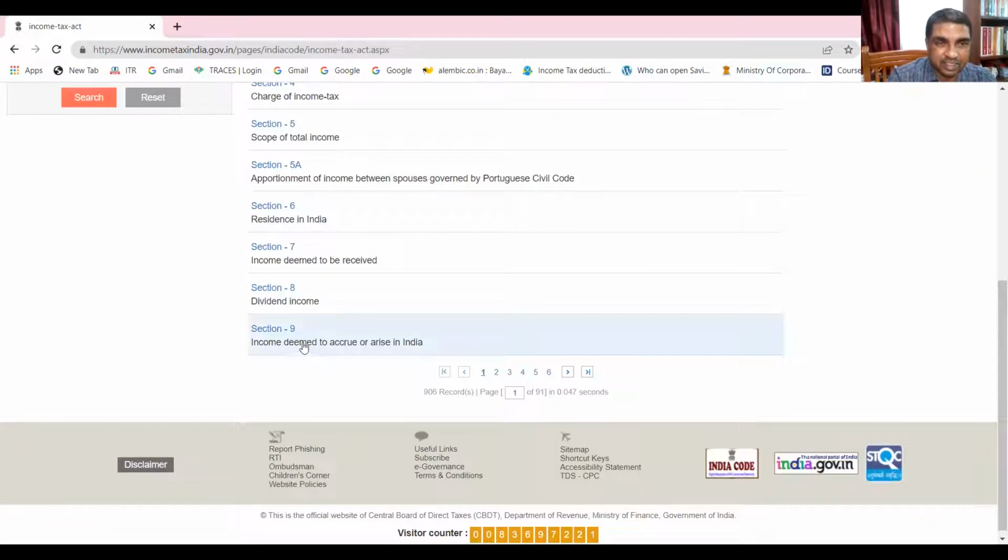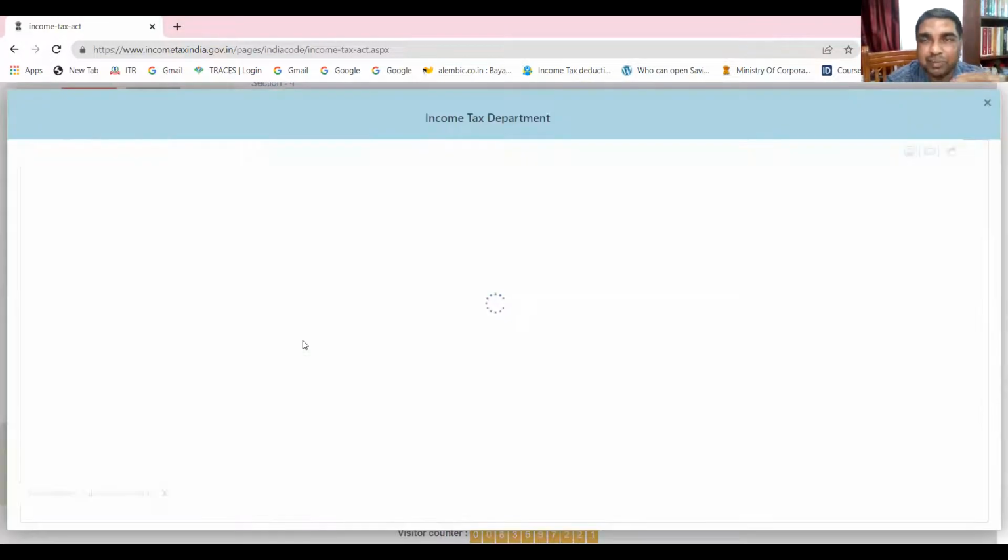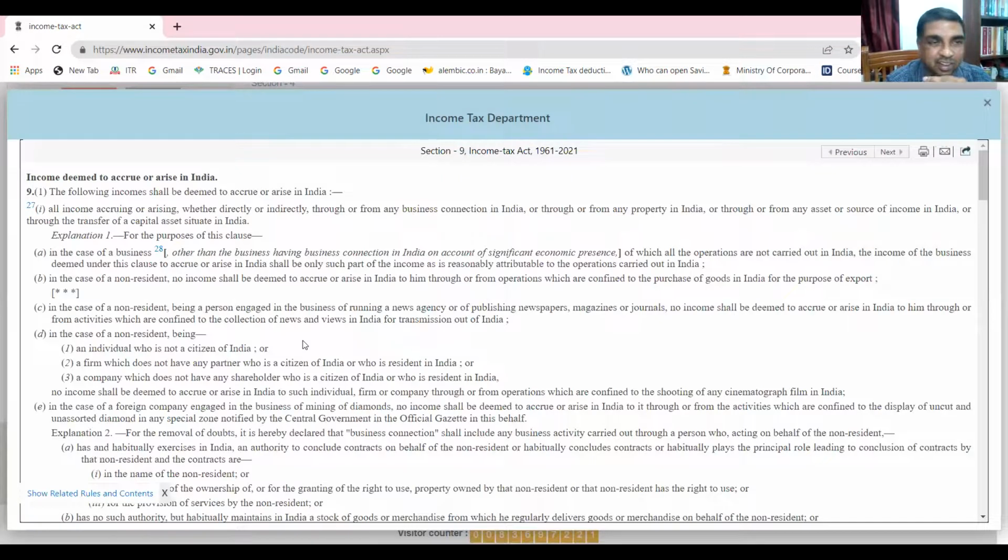Section 9, income deemed to accrue or arise in India. What is the meaning of this? You can find a list of items, if you have seen. Income deemed to accrue or arise in India. Are you able to see it? 9.1. Are you seeing several items are there?